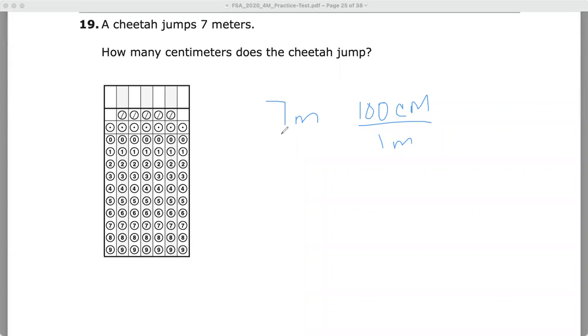This is the metric system. So you can set up a little fraction thing and multiply. 7 times 100 is 700. So there'd be 700 centimeters. And the meter on top and the meter on the bottom are going to cancel out. And you're left with 700.